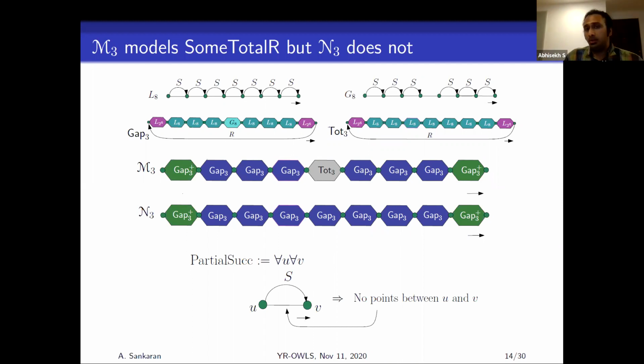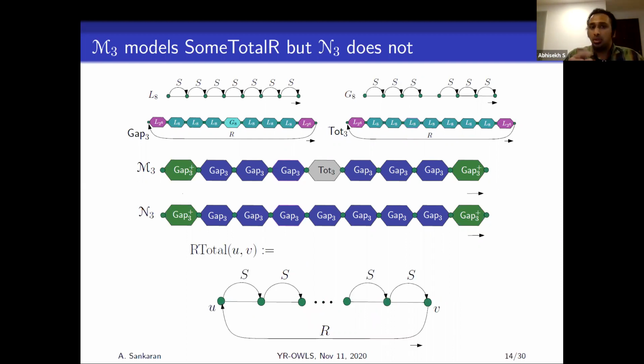Partial successor is again easy to verify. This is simply because eventually all of these structures boil down to just L8 and G8. And inside L8 and G8, the S relation is indeed a partial successor. So cumulatively, the partial successor relationship is true even at the level of M3 and N3.